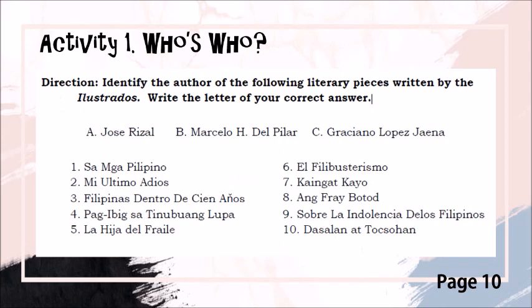Before we go through, let us have your Activity Number 1, entitled Who's Who. On page 10 of your module, kindly do Activity Number 1, Who's Who, on your yellow paper. Use the title to easily identify the activity. Direction: identify the author of the following literary pieces written by the illustrados. Write the letter of your correct answers. You are going to write only the letter of the correct answer on your yellow paper. That will be for Activity Number 1.